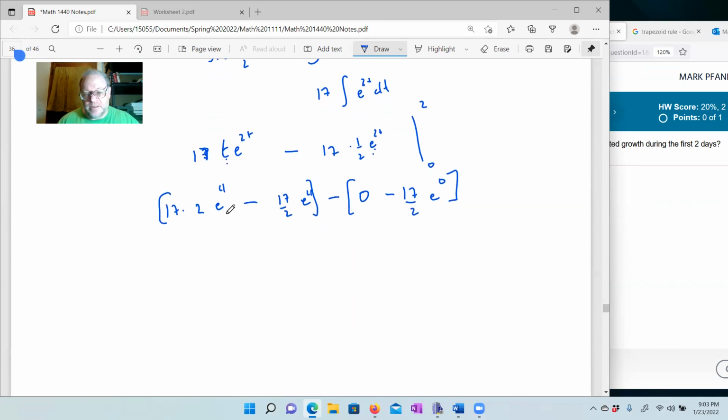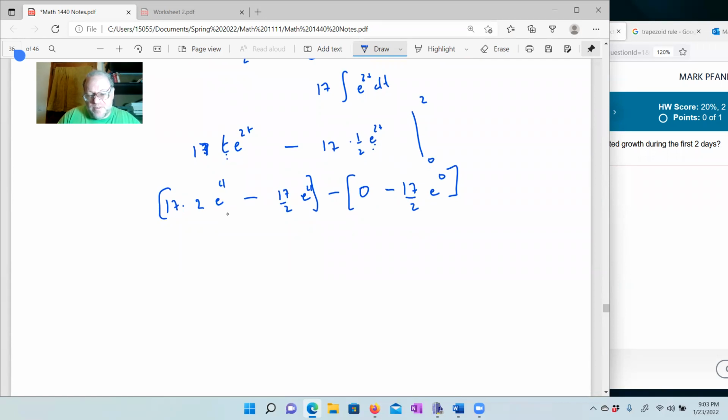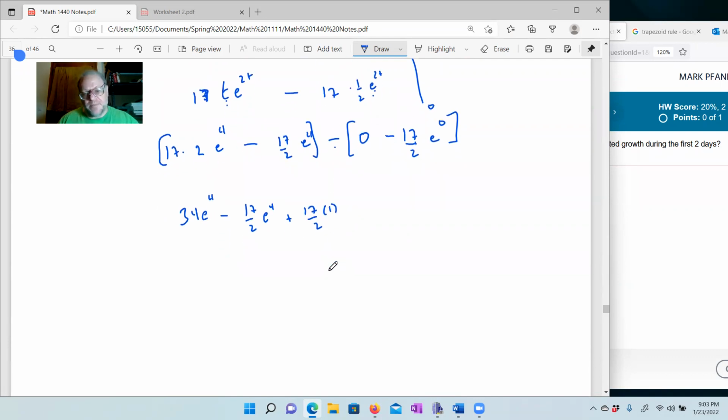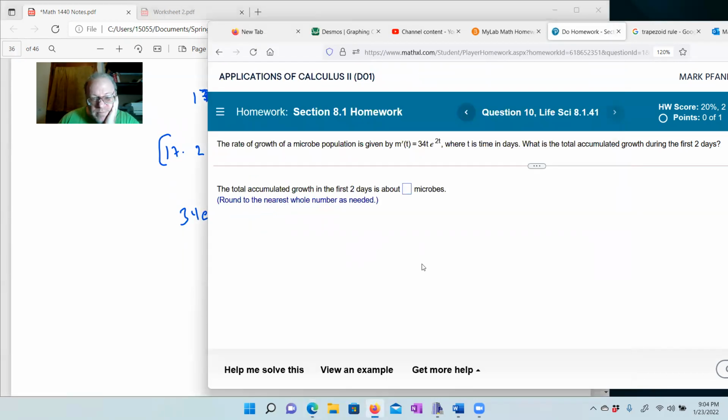Okay, so let's go ahead and figure this out. We have 17 times 2, that's 34, e to the 4th, minus 17 halves e to the 4th, plus 1, because minus times a minus will be 17 halves, times 1. So let's see here. How do they want their answer? Round to the nearest whole number.